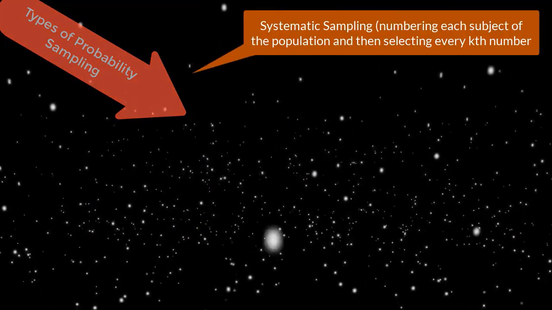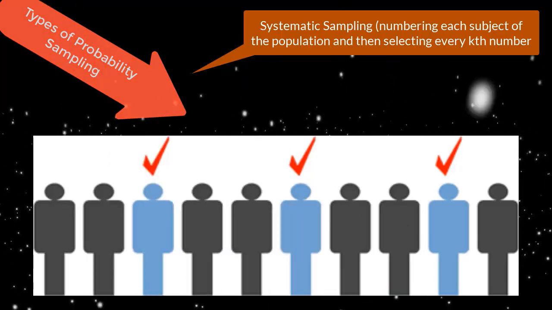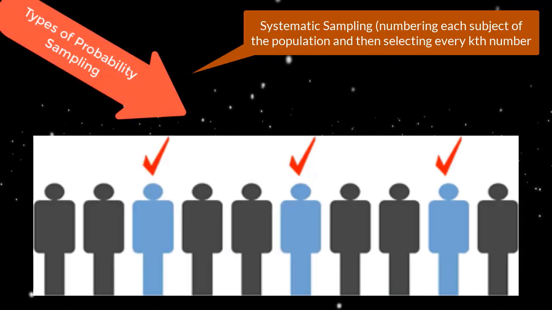Systematic sampling. This is done by numbering each subject of the population and then selecting every kth number.